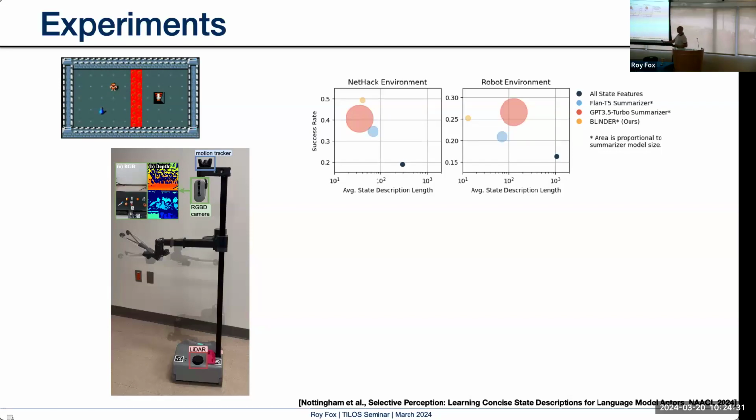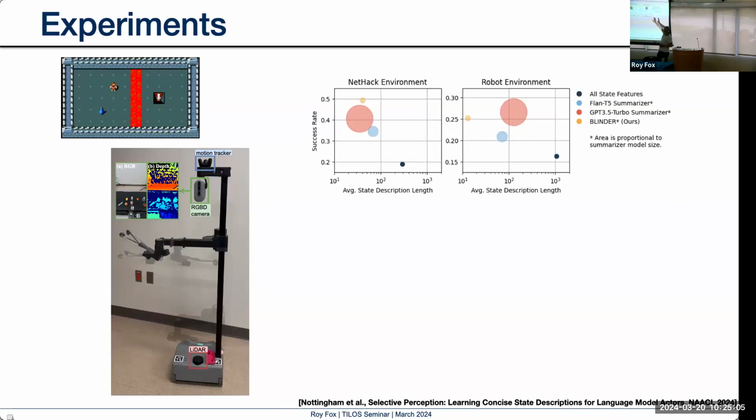I'm not even talking about the compute time. This is just how successful it is. Then we can try off-the-shelf summarizers. There are two that we're trying here, T5 and GPT 3.5. T5 is a smaller model, so the size of the circle tells you how many parameters it has. The area is proportional to the number of parameters. So T5 is a lot smaller, and so a little bit less successful at the task, a little bit more compressive though.